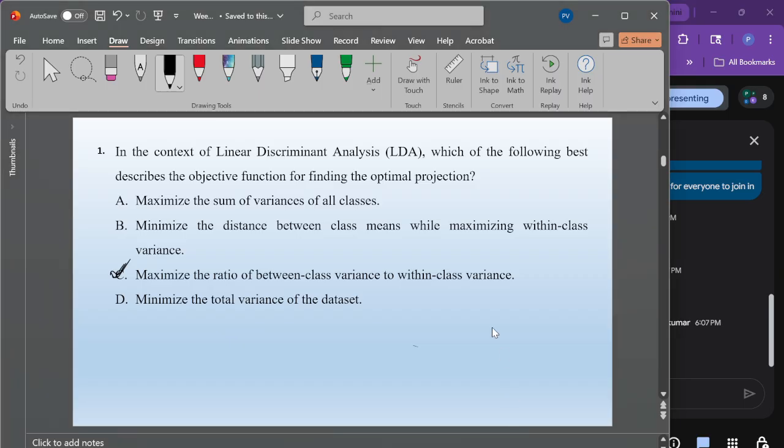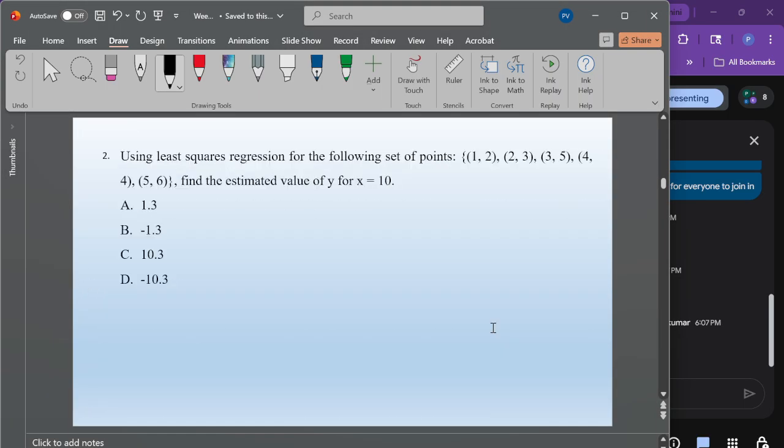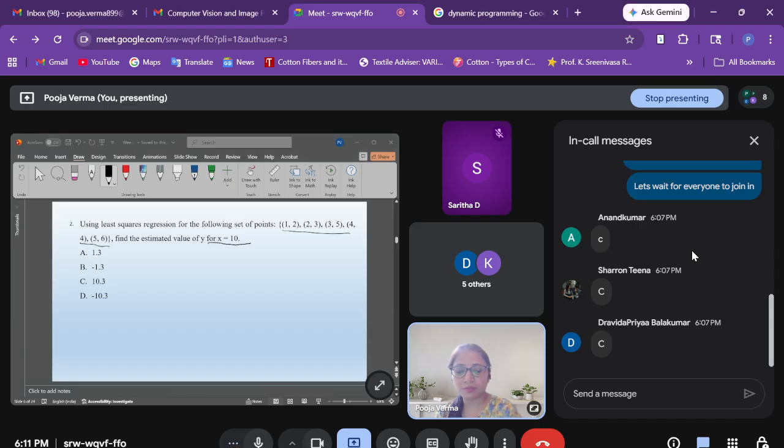Moving to our next question. Using least square regression for the following set of points, these are the set of points that are given. They are asking to find the estimated value of y for x equal to 10. So we need to find the value of y for x equal to 10. Does anyone have any idea how we can proceed with this question?